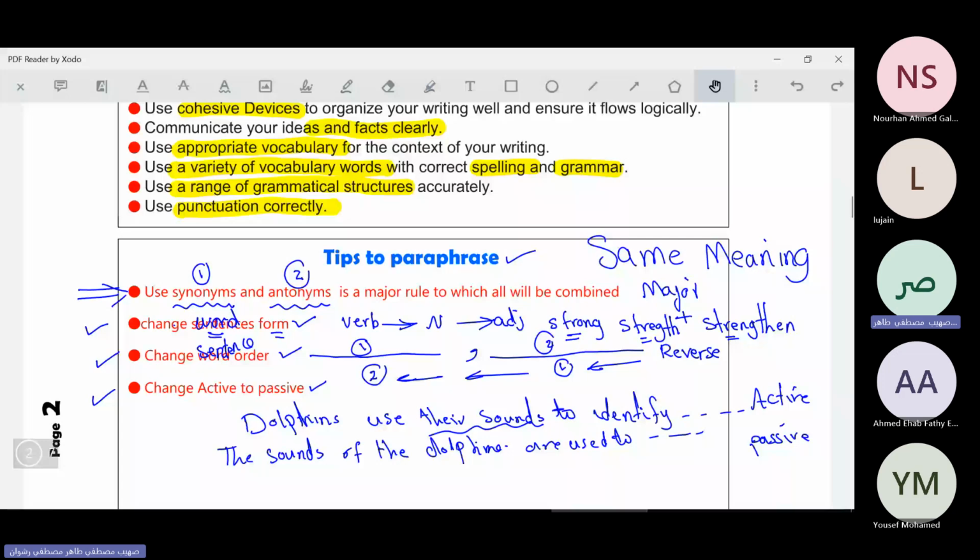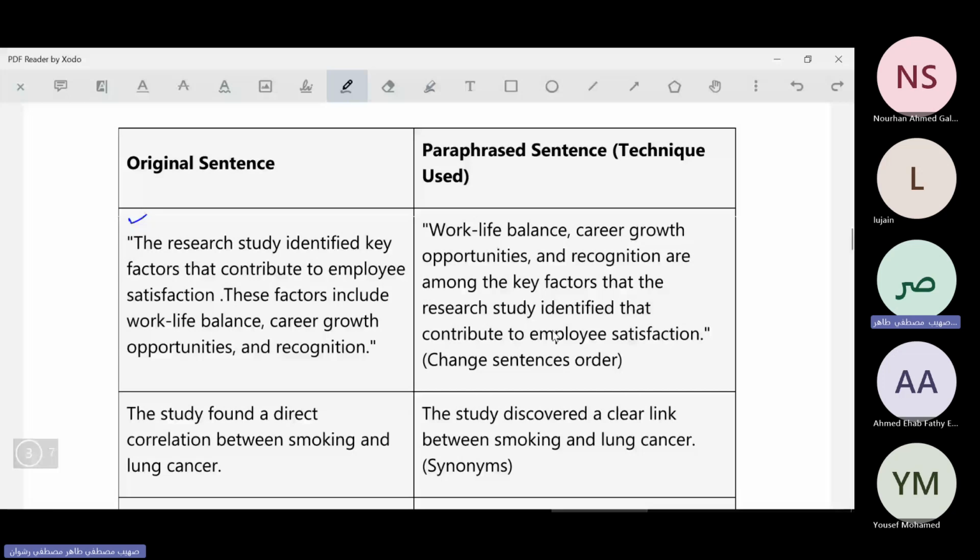Here is an original text, and we will paraphrase this original sentence by changing the sentence order. Okay, let's read here. Yusuf, read. The research study identified key factors that contribute to employee satisfaction. These factors include work-life balance, career growth opportunities, and recognition. Okay, thank you. So as you see here, this is sentence number one and this is sentence number two.